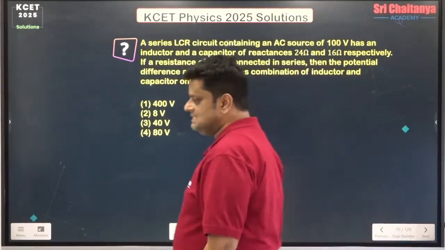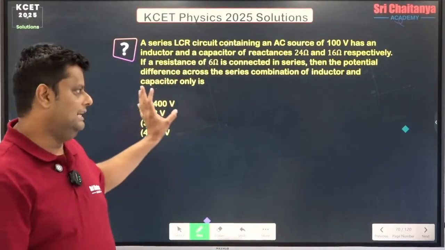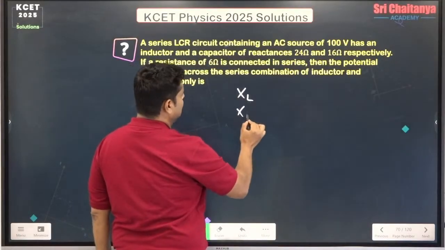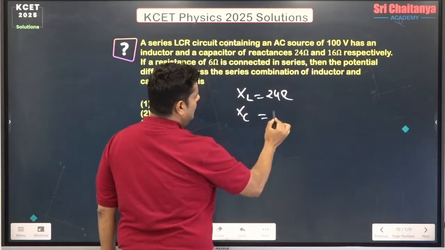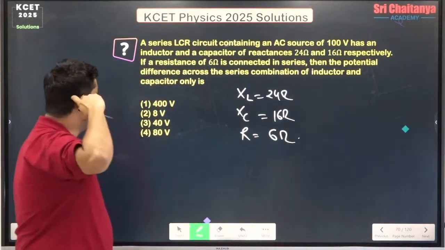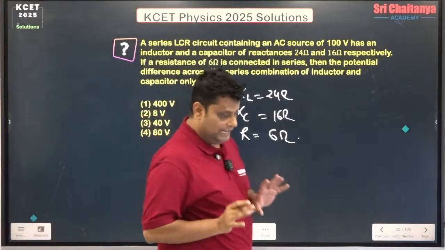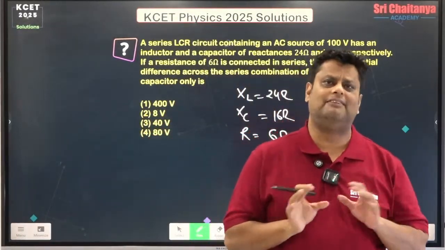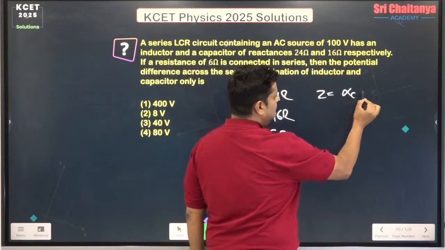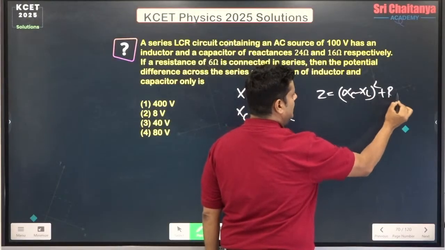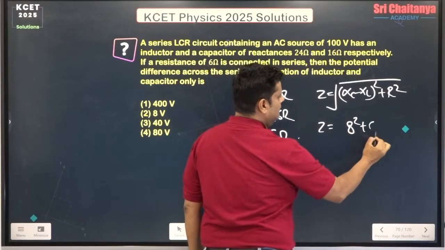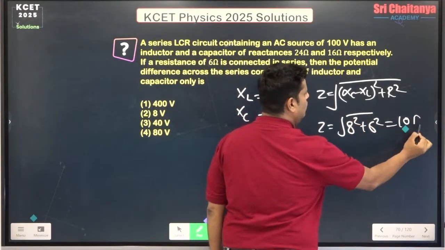Next question, we have an LCR circuit. What they have given is the reactances, XL and XC, as 24 ohm and 16 ohm, and the resistance is 6 ohm, connected in series. What we need to find is the potential drop across the inductor and capacitor. First, we need to find the impedance. What is impedance, students? Impedance is the square root of (XC minus XL) whole square plus R square. So the difference is 8, 8 square plus 6 square, and it is well known that 10 ohm is the impedance.